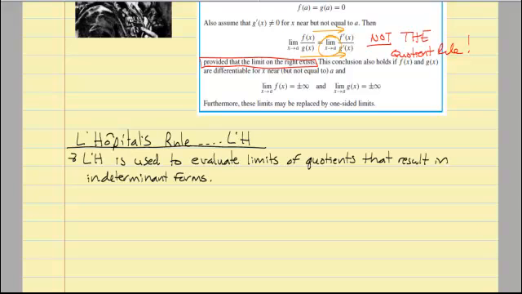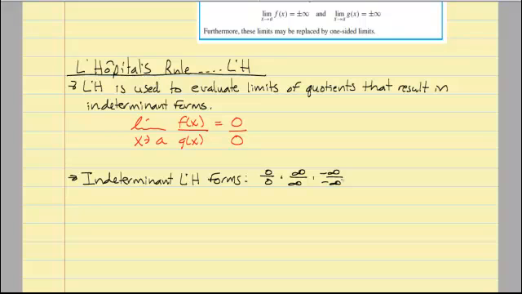So an example of what this would look like, first of all it says a limit, so we're talking about a limit as x approaches some value, we'll say a, of a quotient. Now a quotient of course has a numerator and a denominator, and the result of this limit as x approaches a of this quotient is an indeterminate form. The indeterminate form so far that we have mentioned is 0 over 0. Now there are other indeterminate L'Hopital forms.